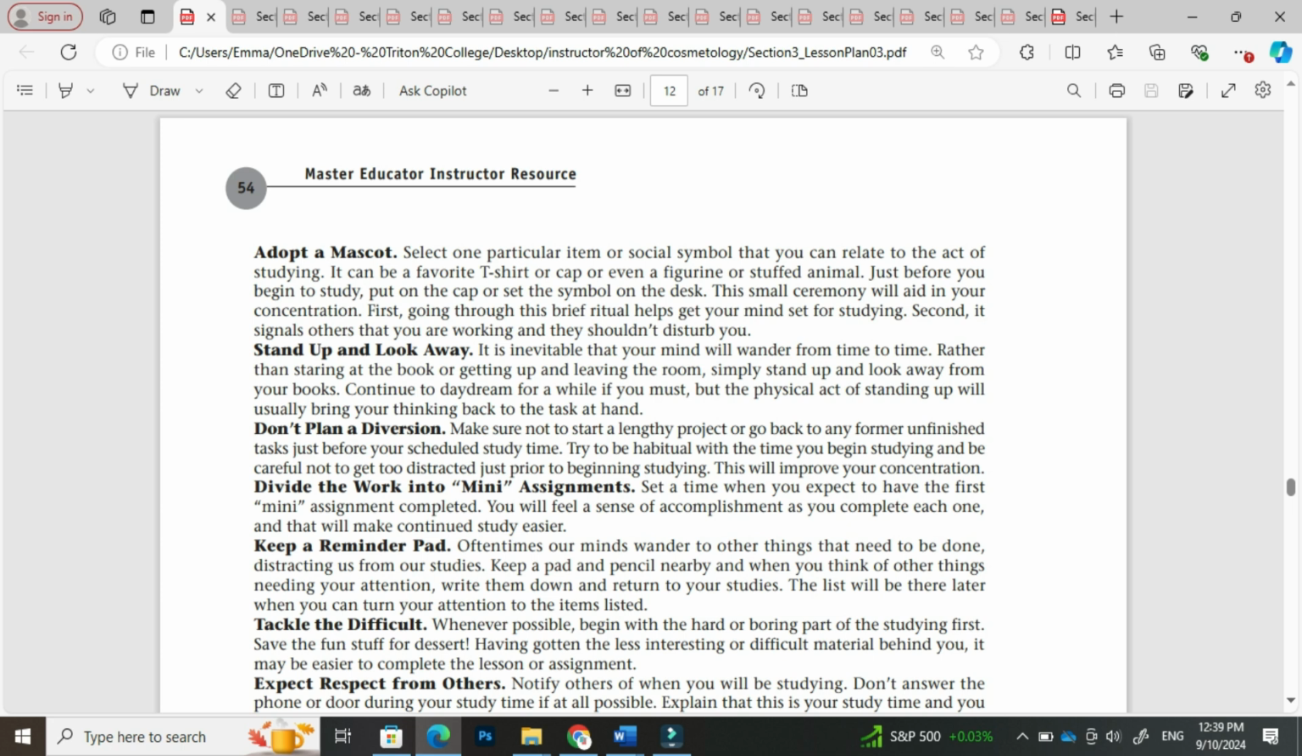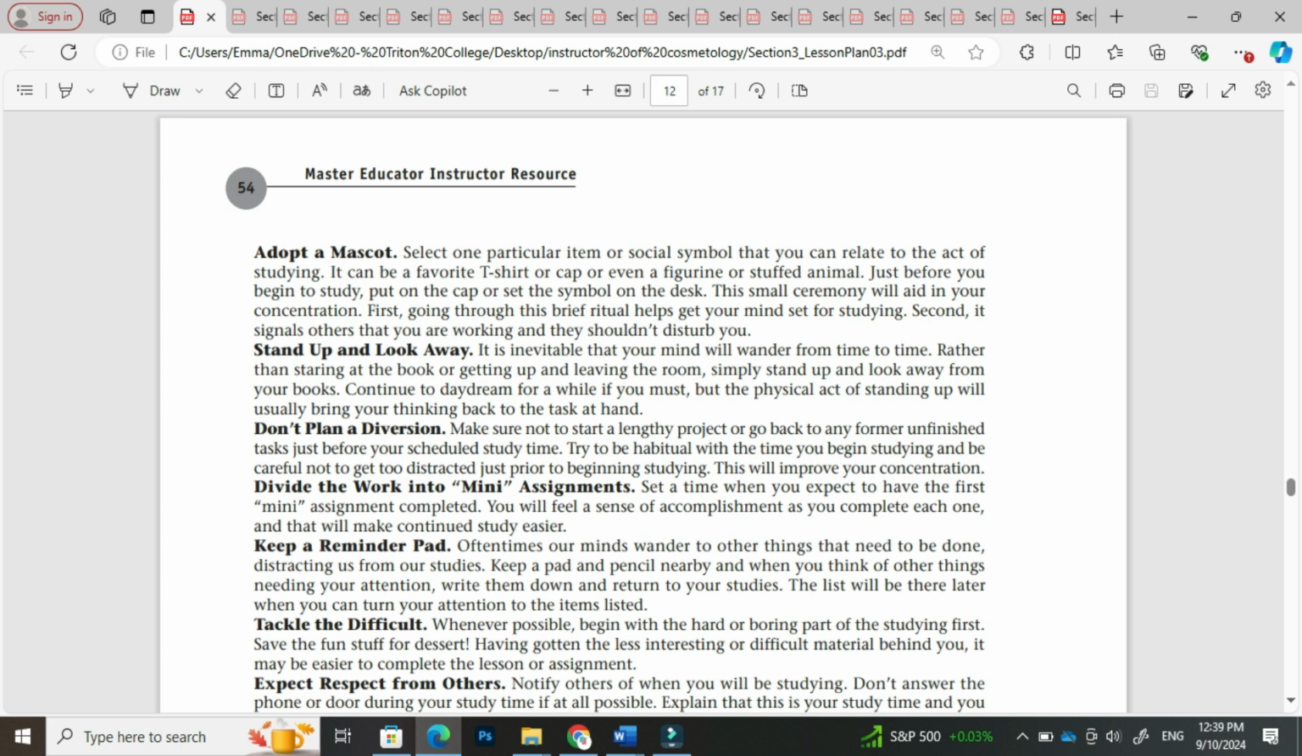Divide the work into mini assignments. Set the time when you expect to have the first mini assignment completed. You will feel a sense of accomplishment as you complete each one, and that will make continued study easier. Keep a reminder pad.